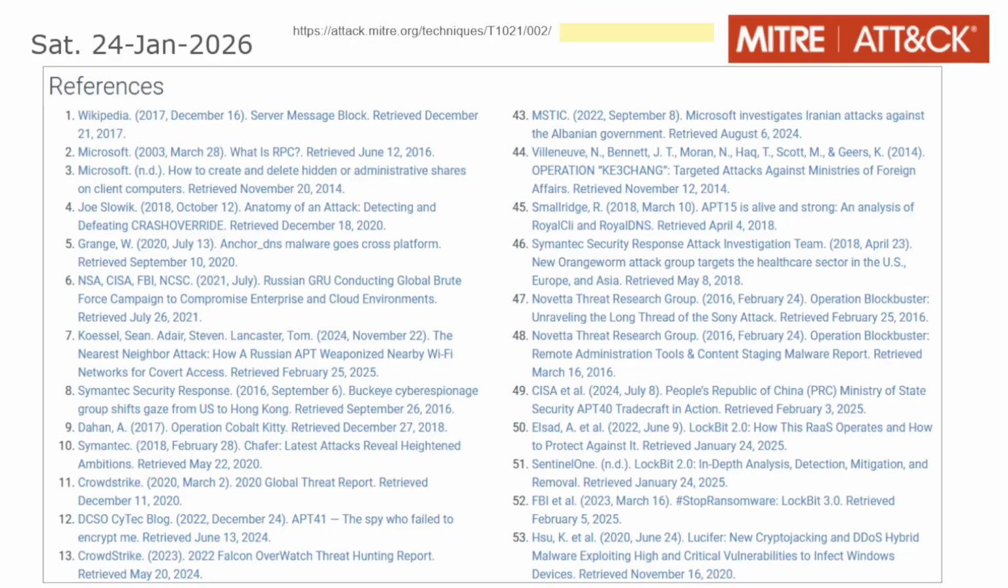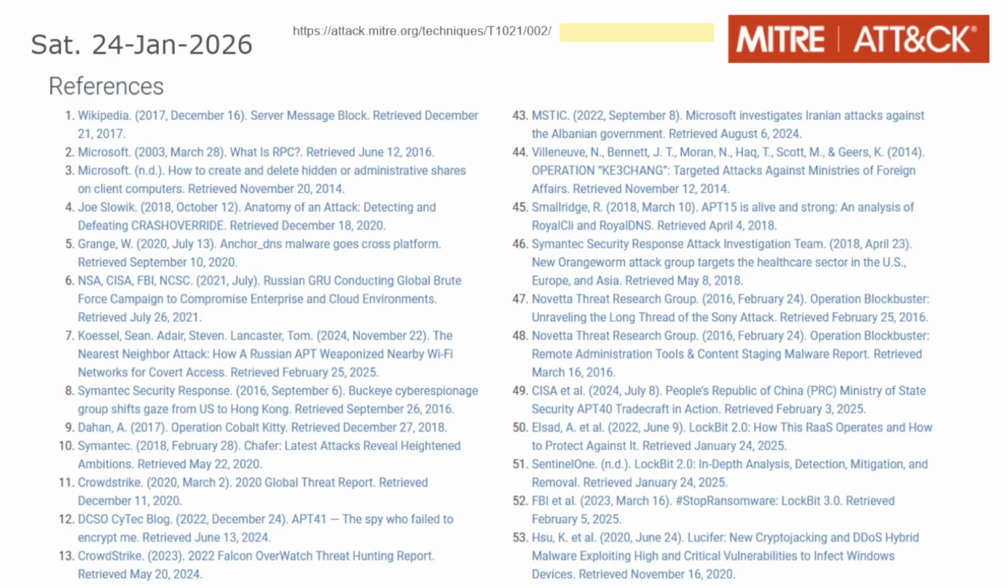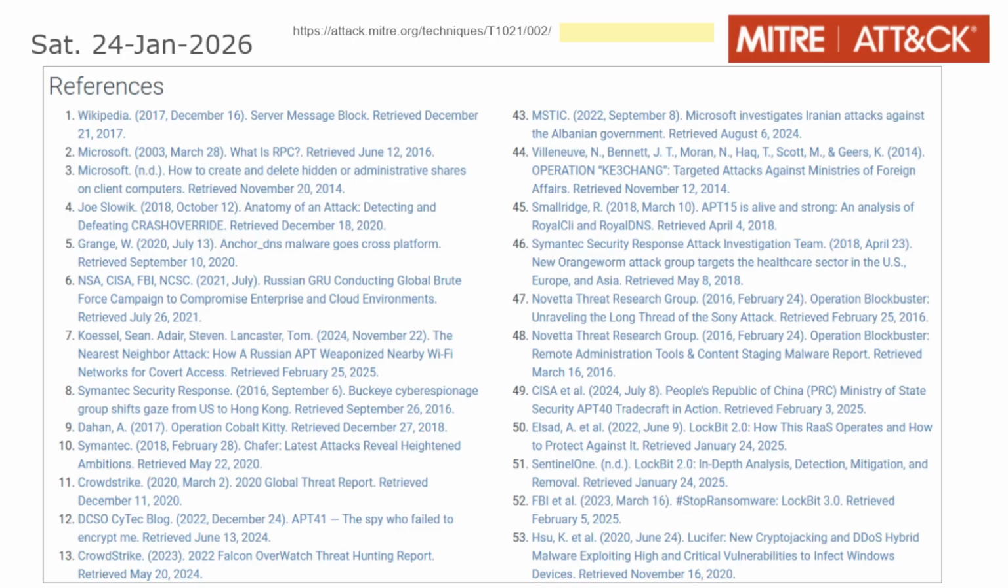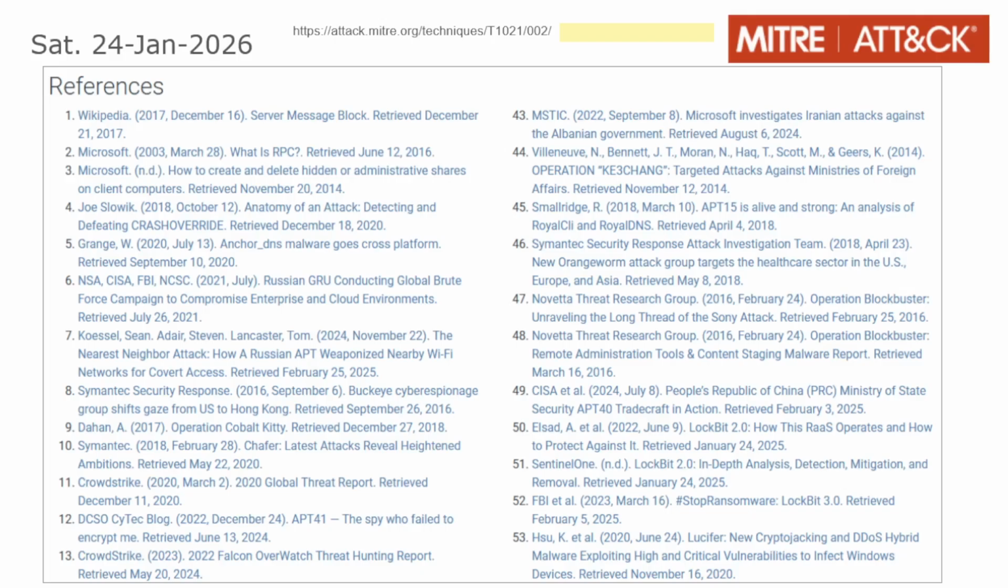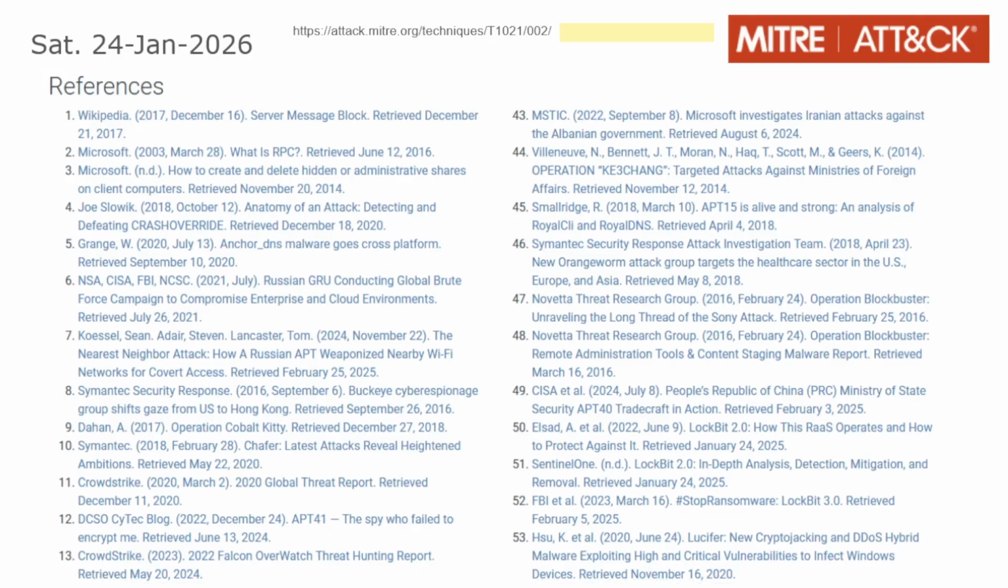Symantec security response from 2016. CrowdStrike stuff you have. DCSO, that's a German cybersecurity association. The spy who failed to encrypt me. Okay. CrowdStrike again. Overwatch threat hunting report. That stuff is pretty interesting, so we might take a look at that. The Overwatch threat hunting report. That's quality work.